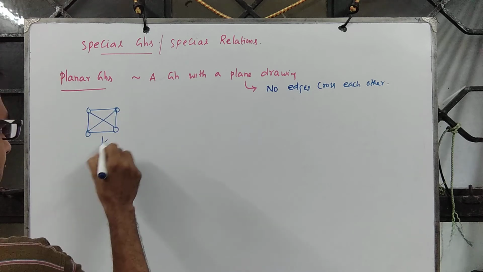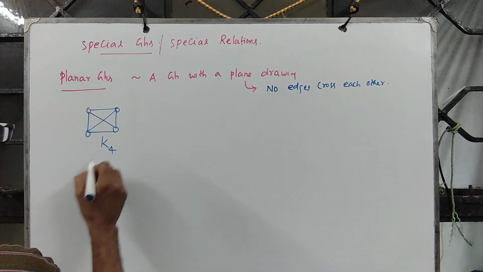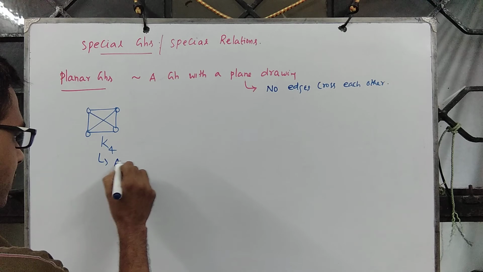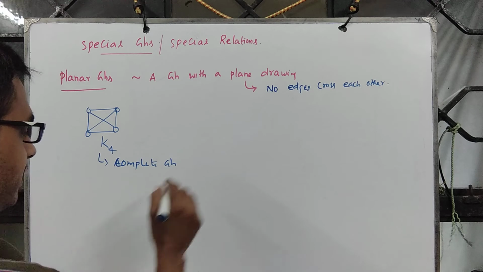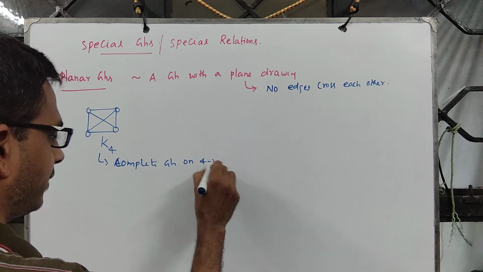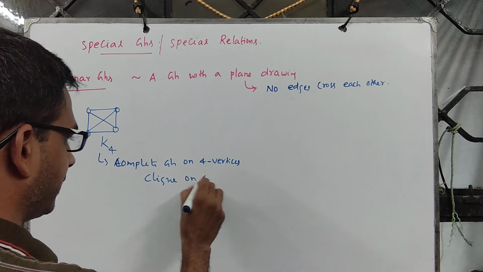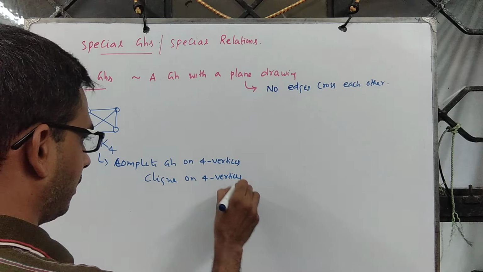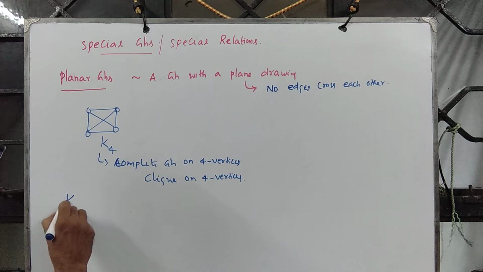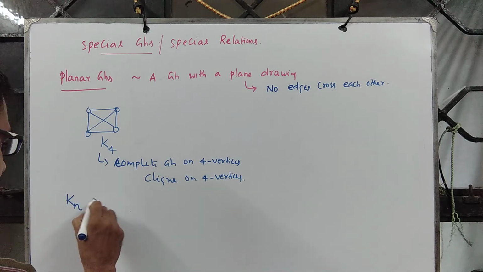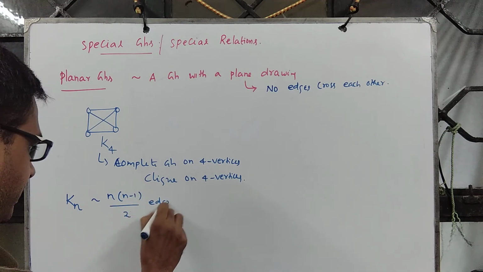It is a complete graph on 4 vertices, also known as a clique of size 4. It is a complete graph because all possible edges are there. So complete graphs have the maximum number of edges. If you look at Kn, Kn has the maximum number of edges, which means n into n minus 1 by 2 edges.